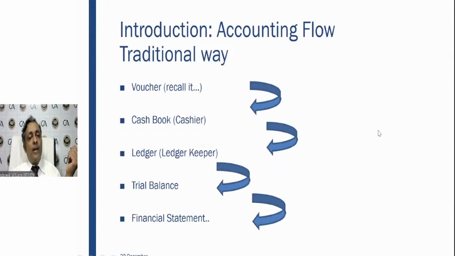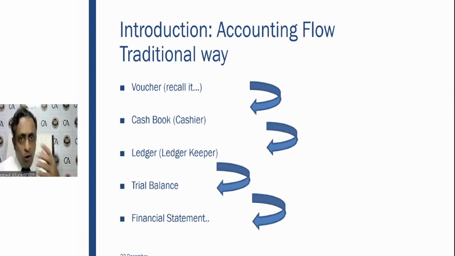Traditionally, it looked like this. This is called one to one. So you create a voucher, enter it into the cash book, then from the cash book, take it to the ledger, post it to the ledger. From the ledger, create a trial balance and financial statement.